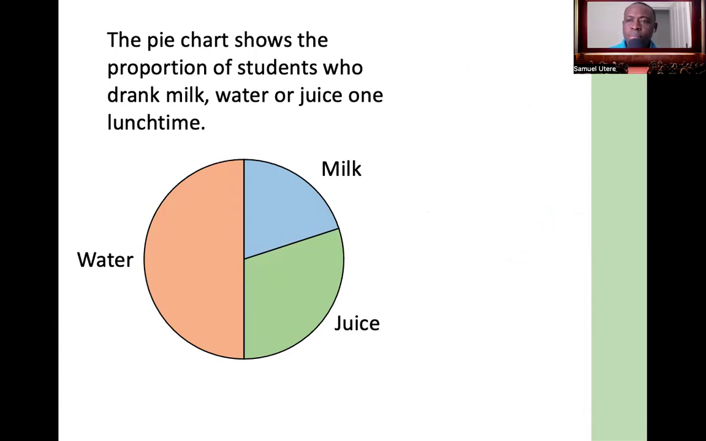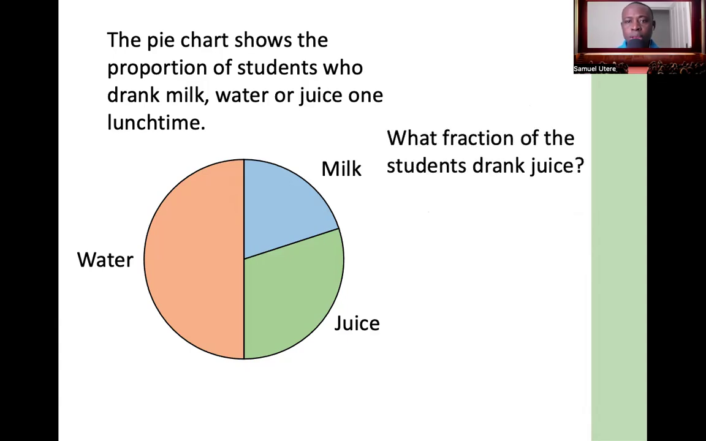What about this one? If I ask you what proportion of the students liked juice, would you be able to answer it? Well, you may be thinking, this is similar to the last question we had in our retrieval practice. They are not divided into equal parts. So it is not easy to quickly say the fraction or proportion of the students that liked juice.